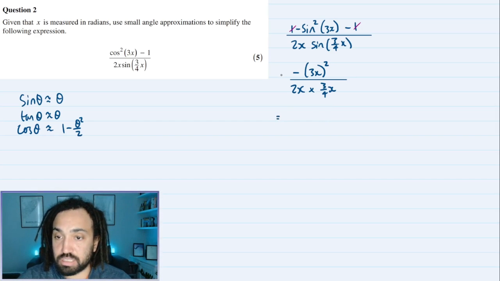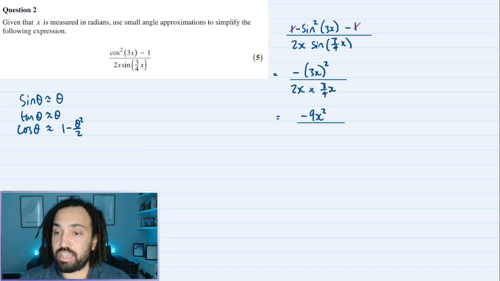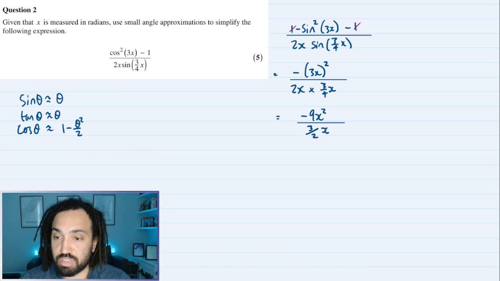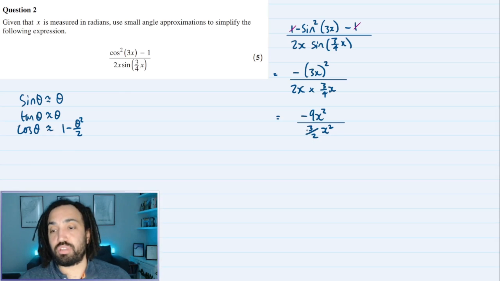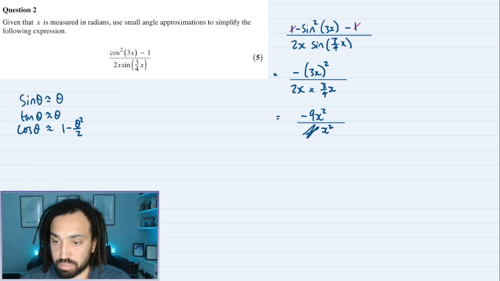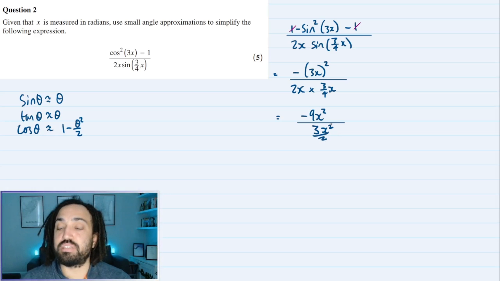Okay, great. Let's simplify this. So on top is minus 9x squared. And down here we're going to have 2 times 3 is 6, and 6 over 4 is the same as 3 over 2. So 3 over 2 x squared. Maybe I write it a bit neater, so 3 over 2 like that.